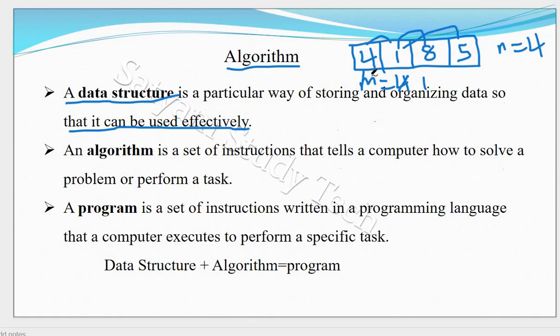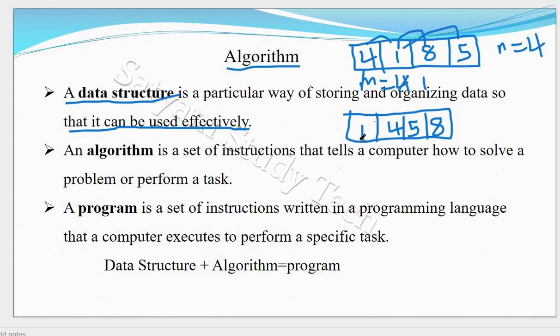In the same way, if you want to find the maximum element, for example, take the first element as the maximum, compare it with all other n minus 1 elements, then find the maximum element. For example, suppose the elements are stored in sorted order: the first is 1, the second is 4, the third is 5, and the last is 8. The elements are stored in ascending order.